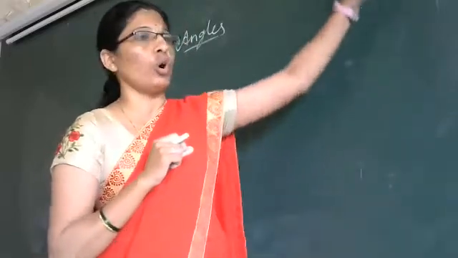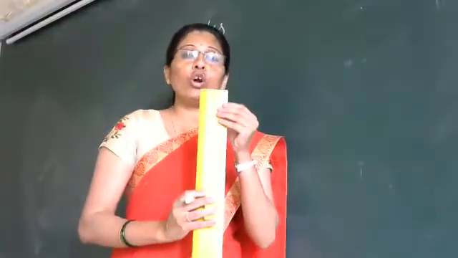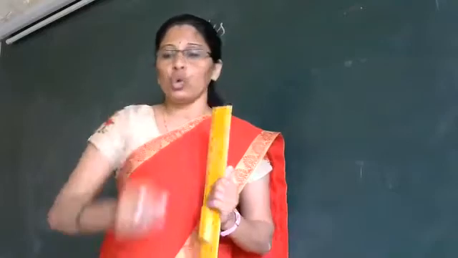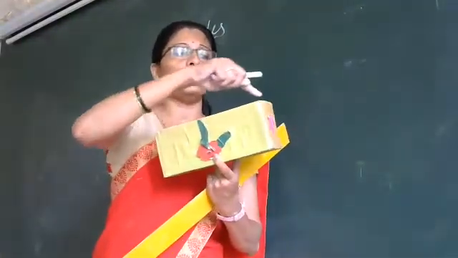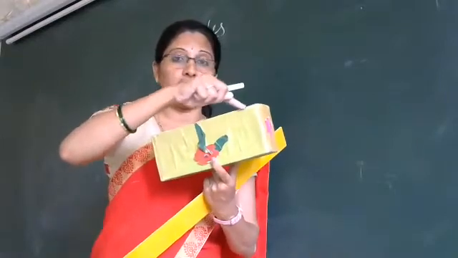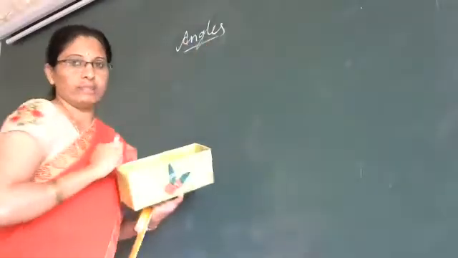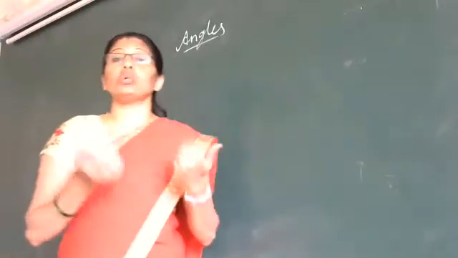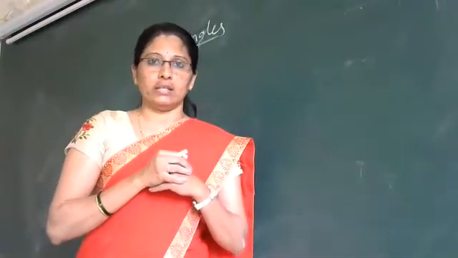You can see this board also has corners. This scale also has corners. You can see your room walls, they also have corners. This box also has corners. So when we are studying about these corners, these corners are angles. We are going to learn about these angles, how they form, and what the different types of angles are.